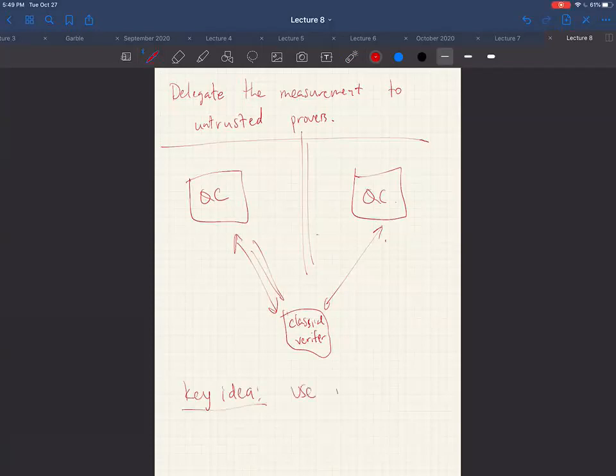Wait, so you are allowing the quantum computers to communicate? Is that what you said? No, no, no. They communicate with the verifier. I see.